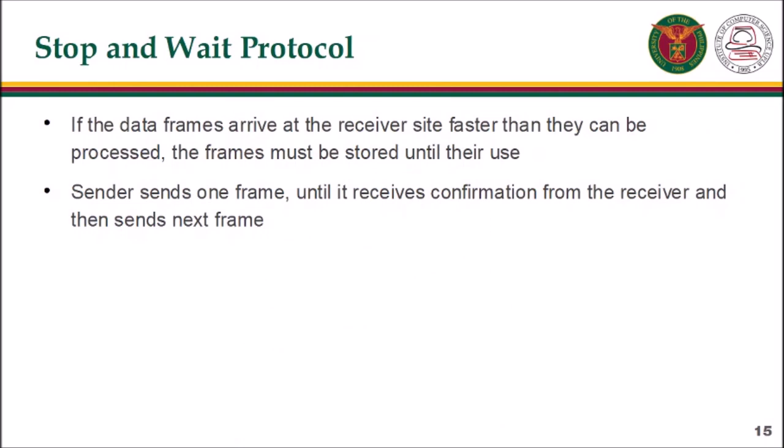Our next protocol is the stop and wait protocol, which uses both flow and error control. If the data frames arrive at the receiver site faster than they can be processed, the frames must be stored until their use. In this protocol, the sender sends one frame at a time and waits for an acknowledgement before sending the next one. To detect corrupted frames, we need to add a CRC to each data frame. When a frame arrives at the receiver site, it is checked. If its CRC is incorrect, the frame is corrupted and silently discarded. The silence of the receiver is a signal for the sender that the frame was either corrupted or lost.